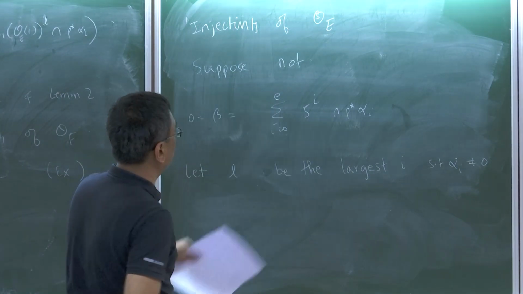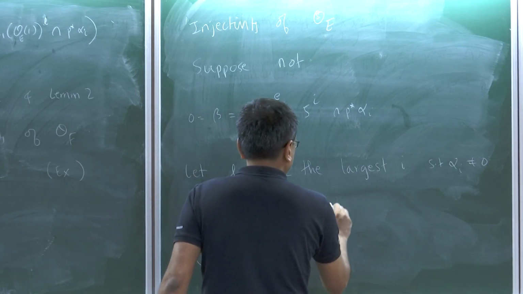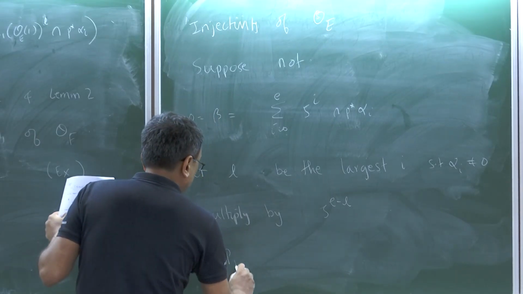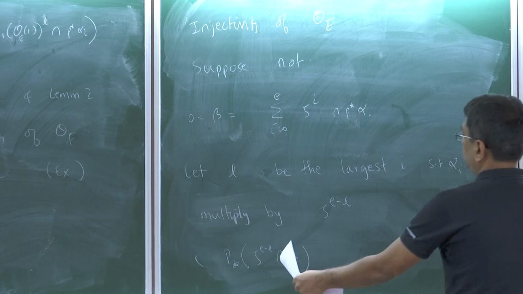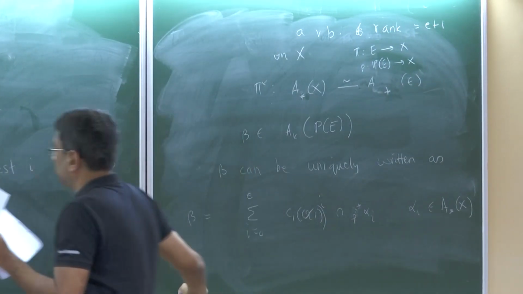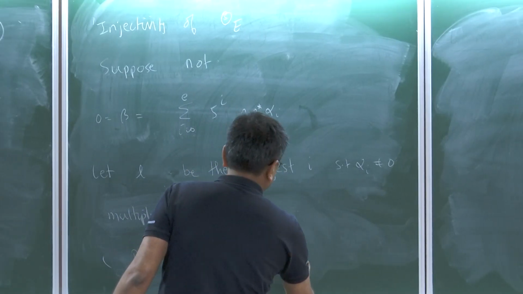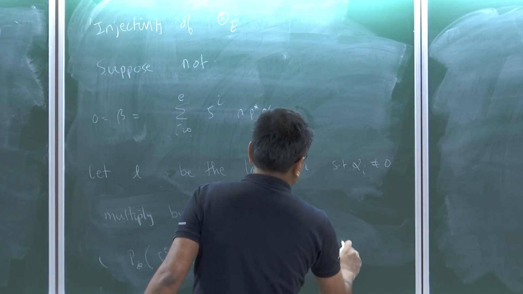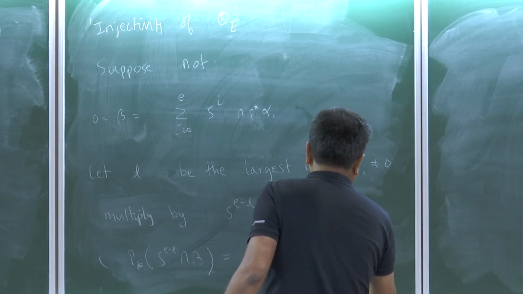So what I do is I multiply this whole thing by zeta to the power E minus L, and push forward. So look at p lower star of zeta to the power E minus L cap beta. How does this look like? Now I have to split each term. L is the largest term, there is nothing more than L. So this will be the summation of p lower star of zeta to the power E minus L plus i cap p upper star of alpha i.